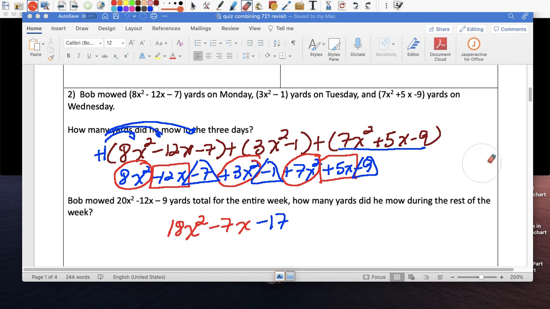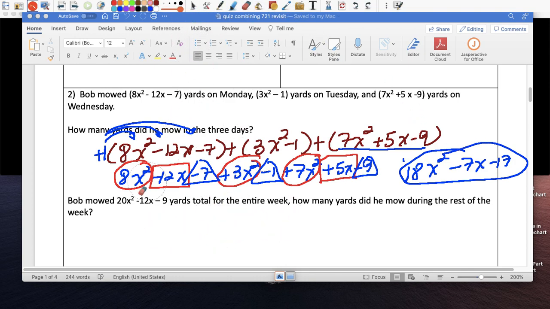Now the bottom question, so let me write the answer here. 18x squared minus 7x minus 17. So that's what he did Monday, Tuesday, Wednesday right here. It says here that for the whole week, though, he did this. Monday to Sunday, I guess you want to call it. That's how much he mowed. I don't know how the week goes. Monday, let's say to Friday. Okay, Monday to Friday, that's the total.